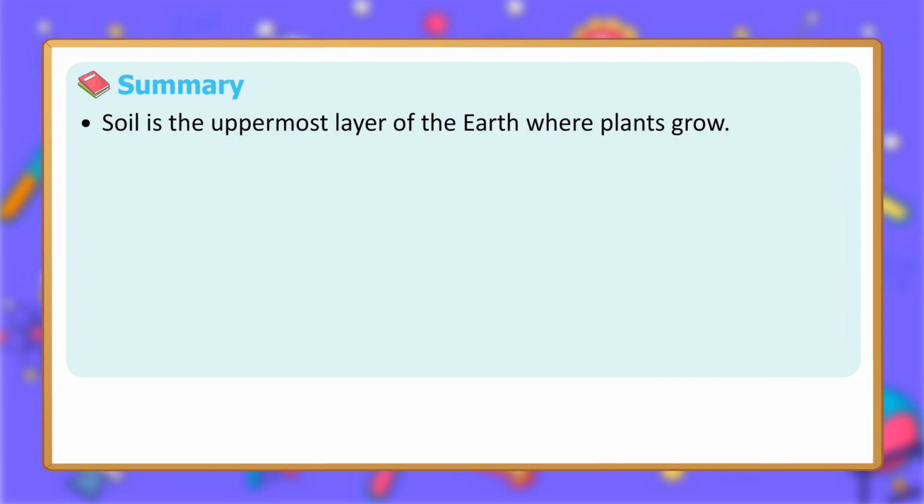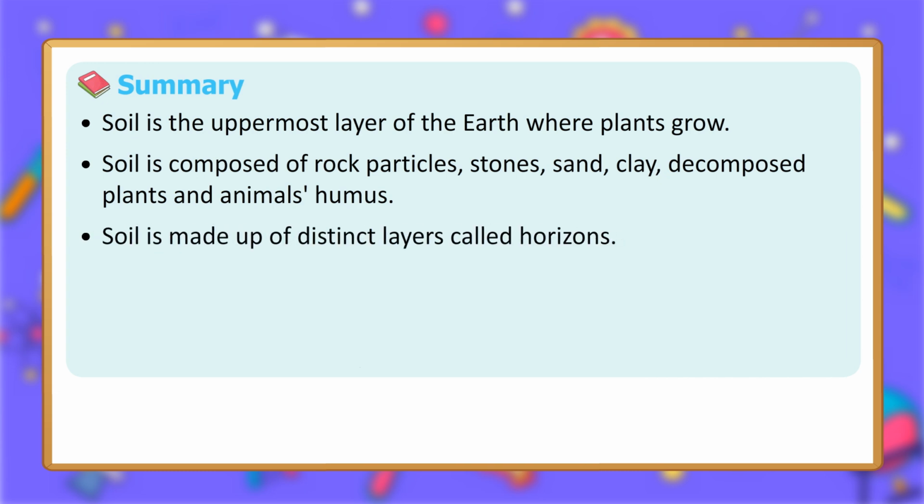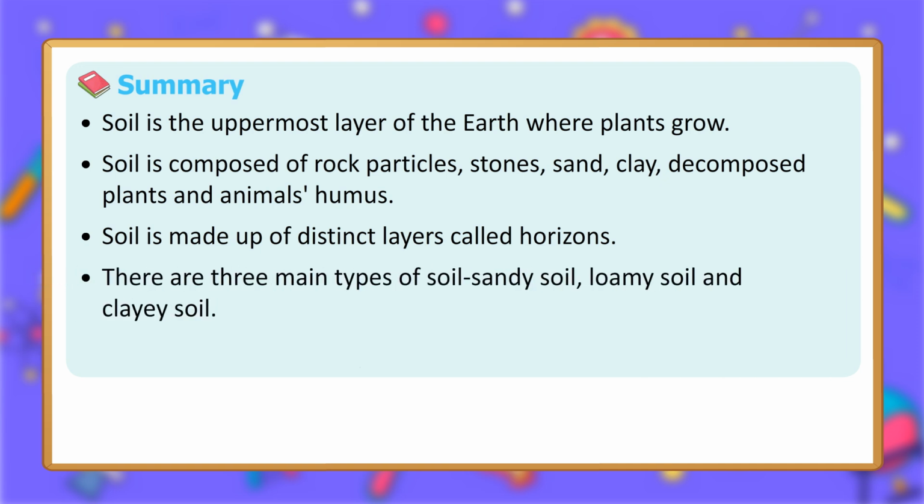Summary. Soil is the uppermost layer of the earth where plants grow. Soil is composed of rock particles, stones, sand, clay, decomposed plants and animals' humus. Soil is made up of distinct layers called horizons. There are three main types of soil: sandy soil, loamy soil and clayey soil. Soil is used to make pots, utensils, toys, etc.